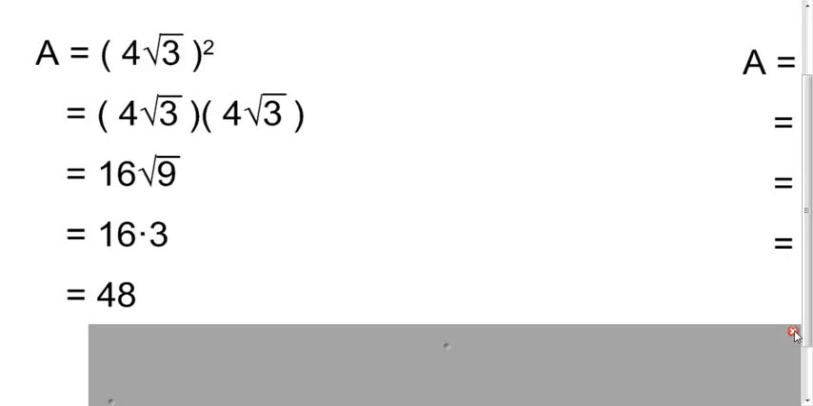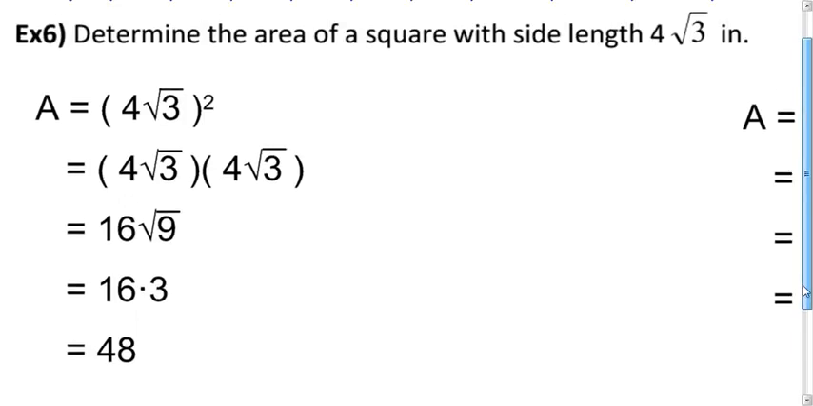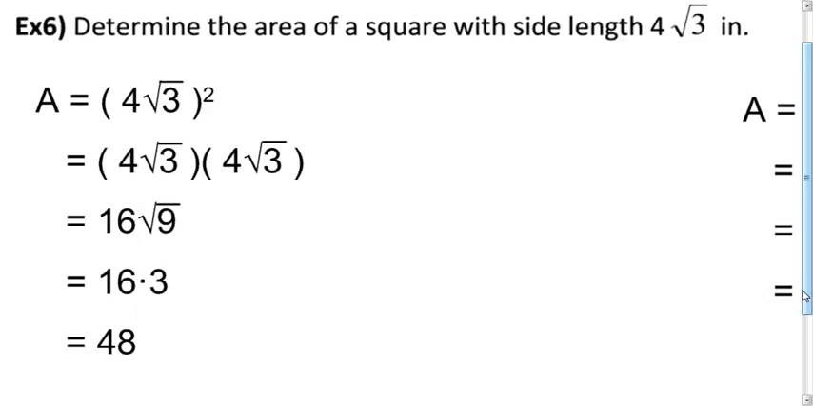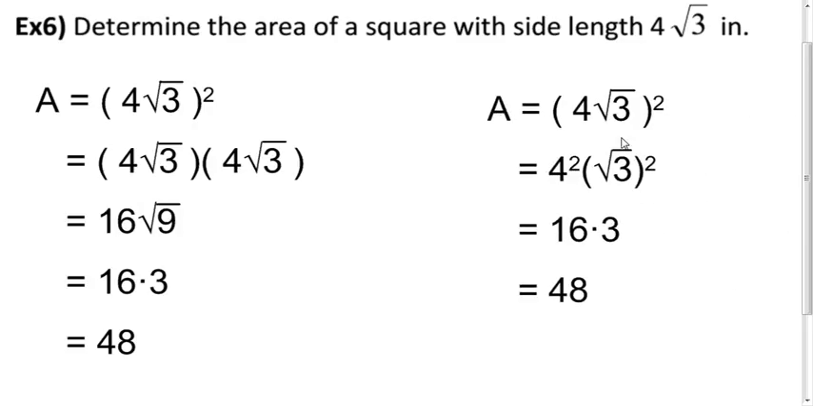Now, maybe you wanted to do that slightly differently. Apply your power of a product rule. Remember back in algebra, if we're squaring this, that's the same as the product of the squares of the factors. So we can square the 4, square the square root of 3. 4 squared is 16. Square root of 3 squared is 3. 16 times 3 is 48. Really a matter of taste how you want to do it. Same answer either way.